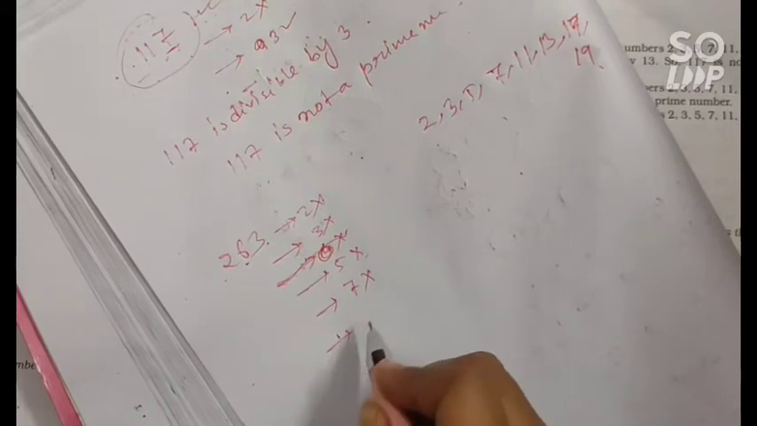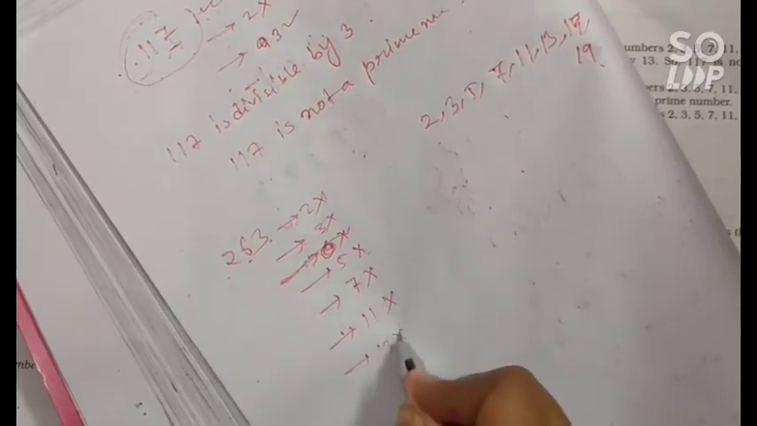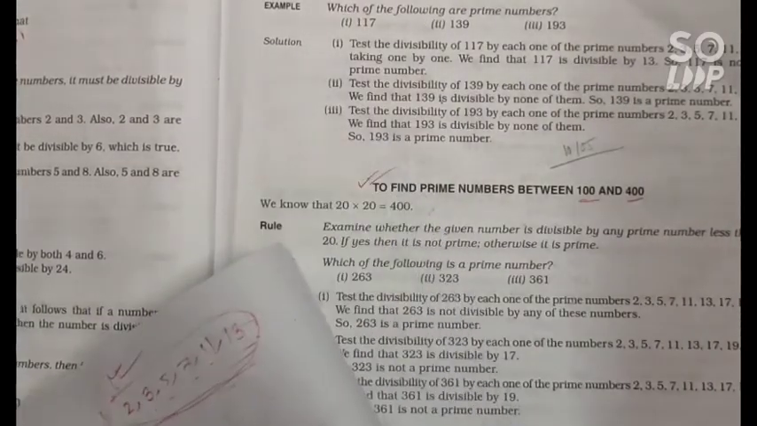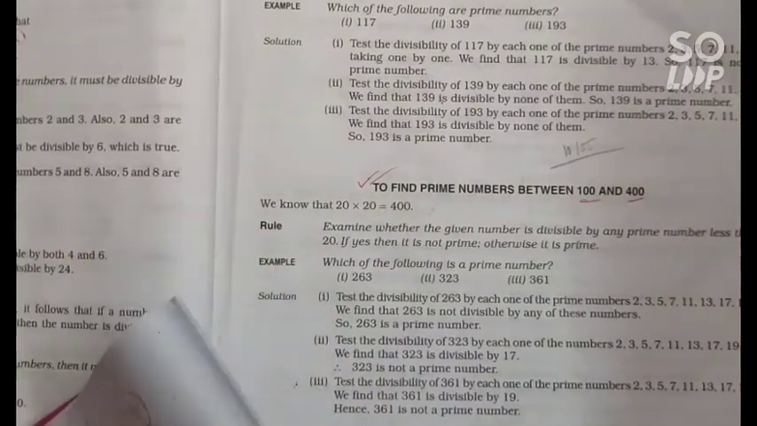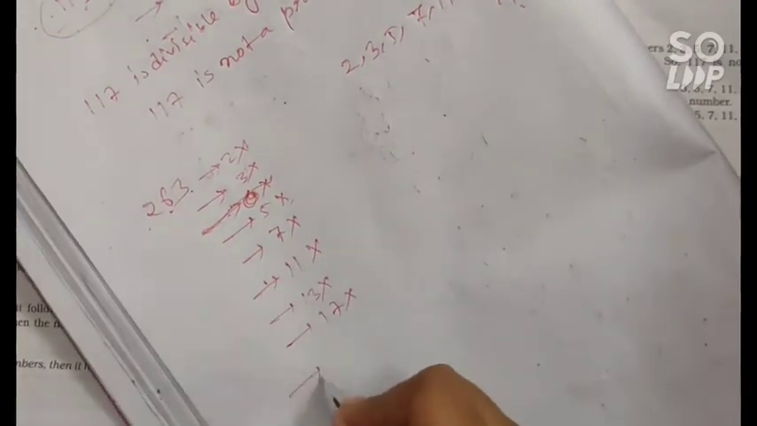This is not divisible by 11. This is not divisible by 13. This is not divisible by 17. And this is also not divisible by 19.